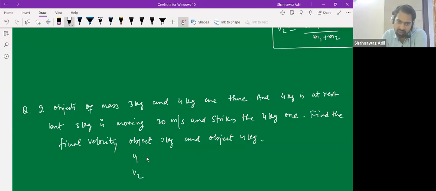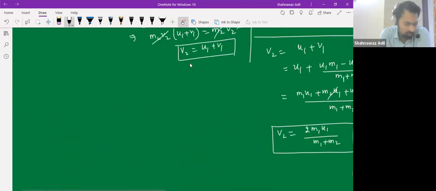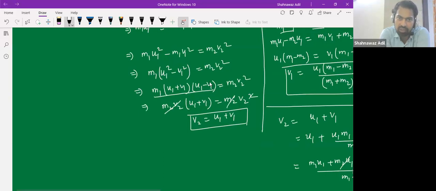So you know that V1 is M1 minus M2 divided by M1 plus M2 times U1. And you know that V2 is 2 M1 U1 divided by M1 plus M2. So you can apply this. You know M1, you know M2, and you also know U1. So in this way you can calculate, right? So please note it down.